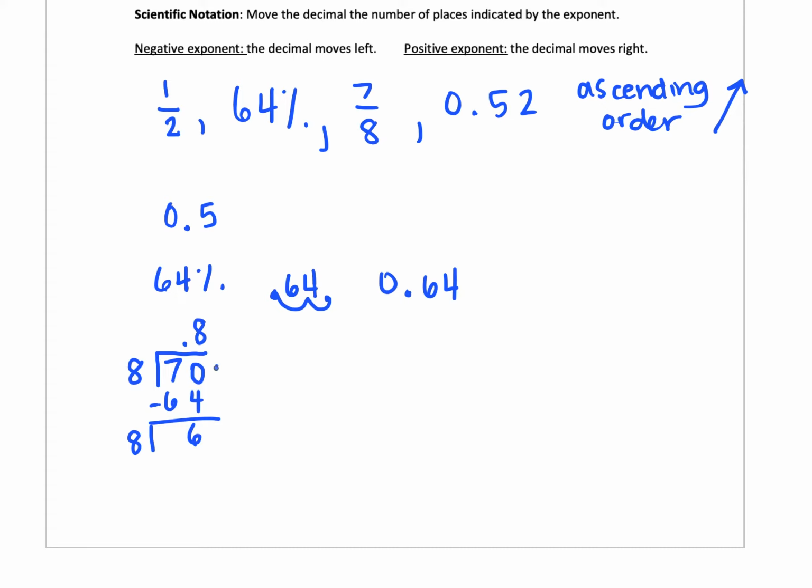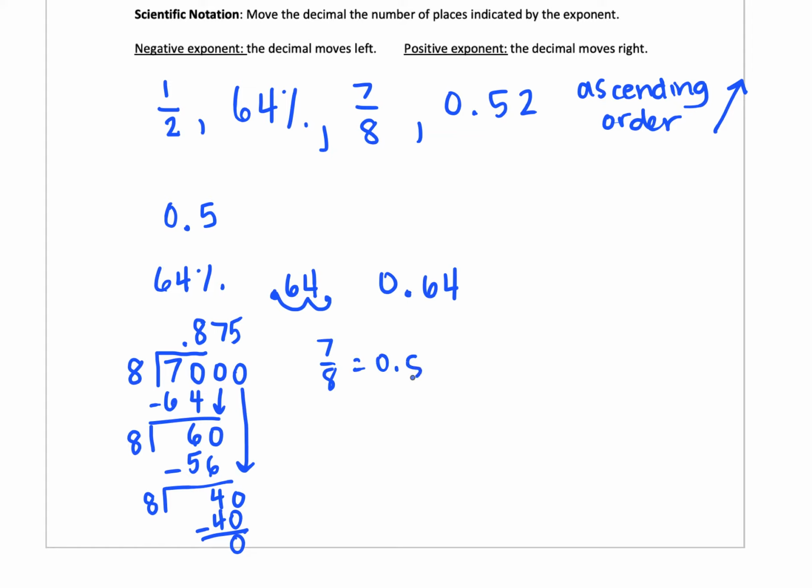8 can't go into 6, so we have to add another 0 and bring it down. 8 can go into 60 7 times. 8 times 7 is 56. We subtract again, and our remainder is 4. 8 can't go into 4, so we add another 0, bring it down. 8 can go into 40, and that's 5 times. 5 times 8 is 40. So when we subtract here, we get a remainder of 0, which means we're done. And our decimal form for 7/8 is 0.875. And finally, our last number in that list was 0.52.